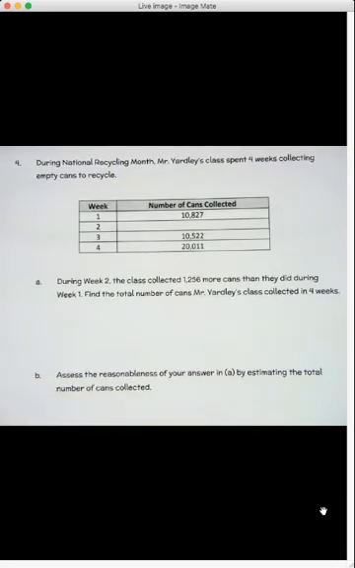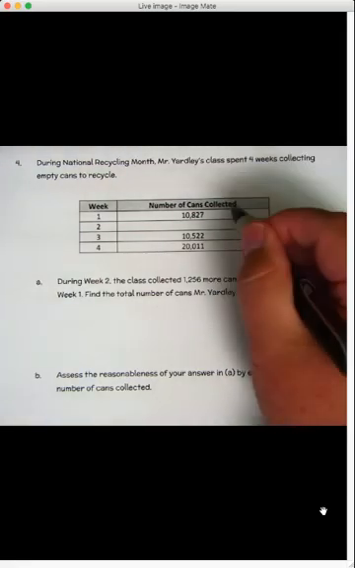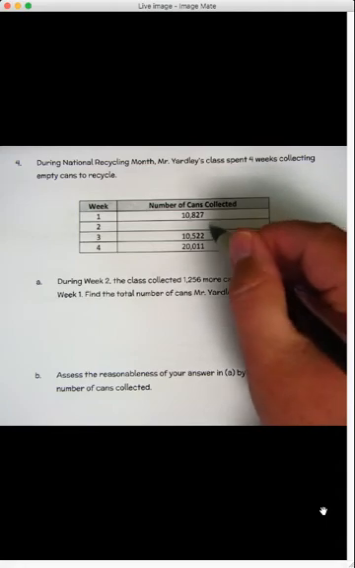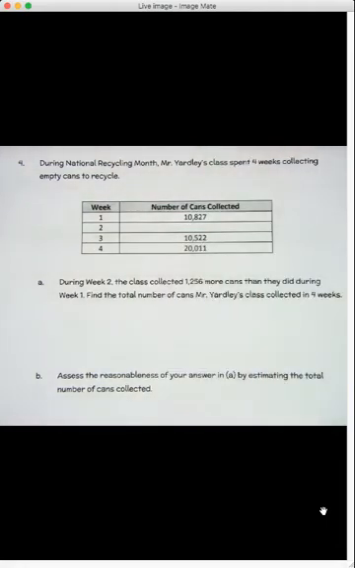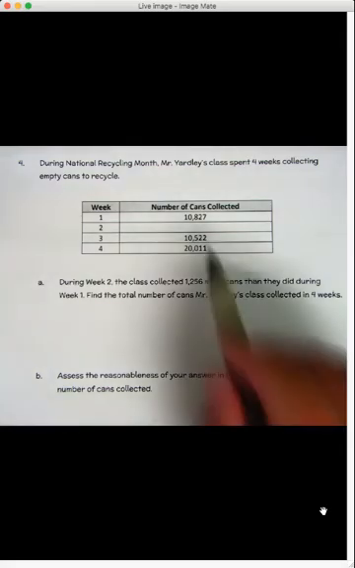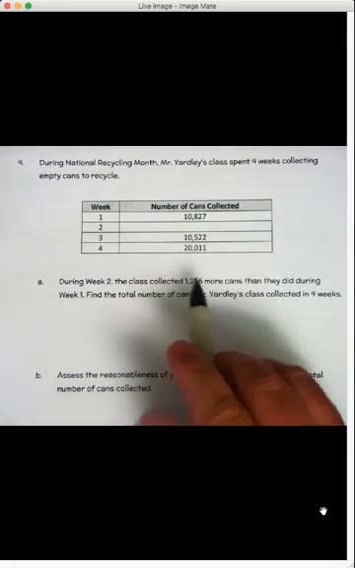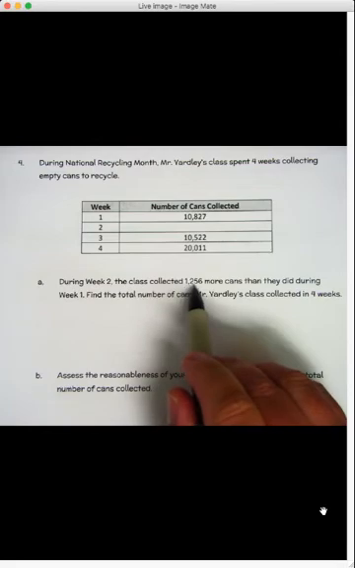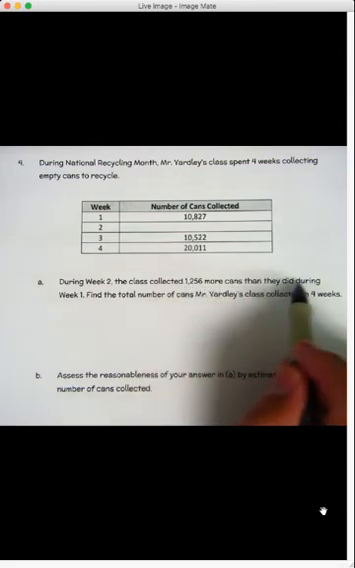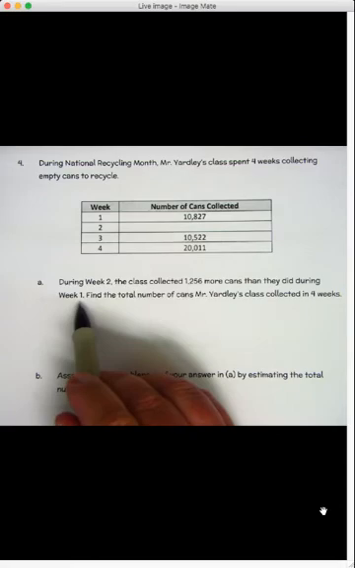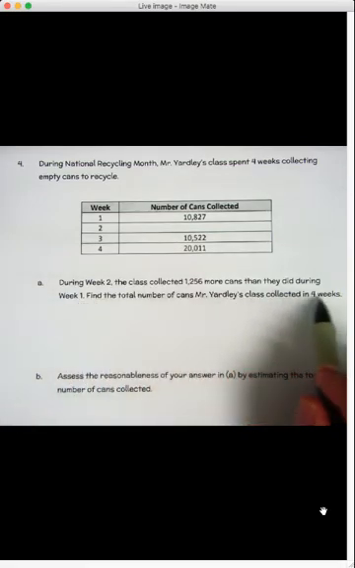So number 4 says, during National Recycling Month, Mr. Yardley's class spent 4 weeks collecting empty cans to recycle. So here's the number of cans they collected during the weeks, but we don't know how many he collected in week number 2. It's missing. Letter A says, during week 2, that's the one we don't know, the class collected 1,256 more cans than they did during week 1. Find the total number of cans Mr. Yardley's class collected in 4 weeks.